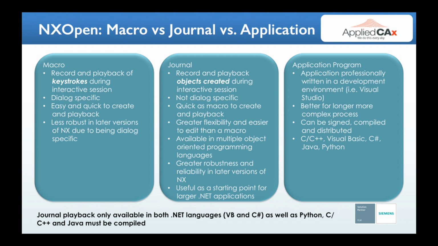So the difference between a journal and an application program. A journal is a script that can be recorded and rerun, whereas an application is something that is compiled, probably using something like Visual Studio. So it's generally going to be a much longer process, a more complex tool as opposed to the journal.